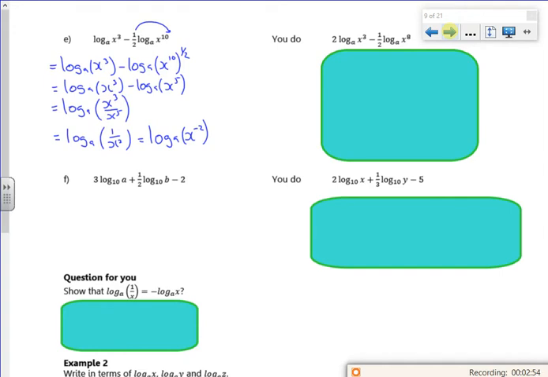So there's one for you to do. If you take the 2 up as a power, take the half up as a power, I've got log to base a of x cubed squared, so that would be log to base a of x to the power 6. I've got minus log to base a of x to the 8, sorry, isn't it? Log to base a of x to the 8 to the power half. Can you read that? It's going to be x to the power 4. And then because I'm minusing, I'm dividing.